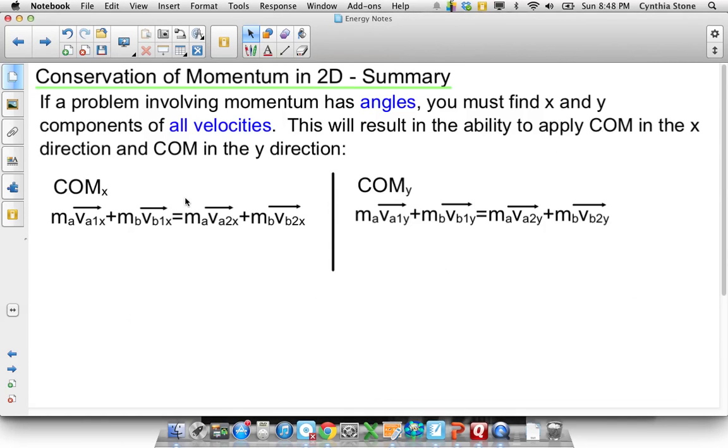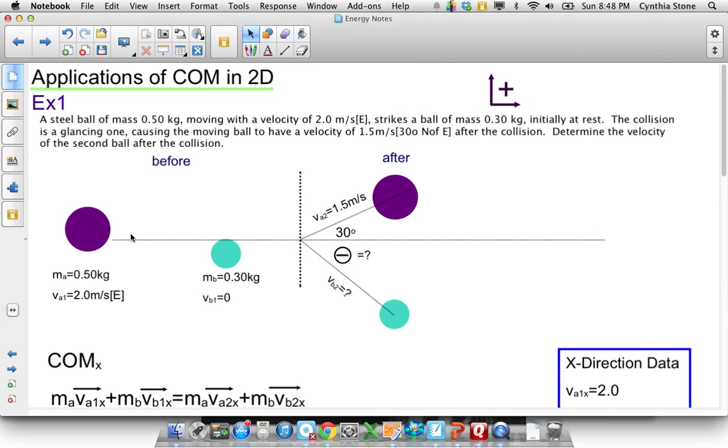So let's just see an example. Oh, we're not there yet, sorry. So we're looking at x and y, so I've told you that already, okay? So here's the example.